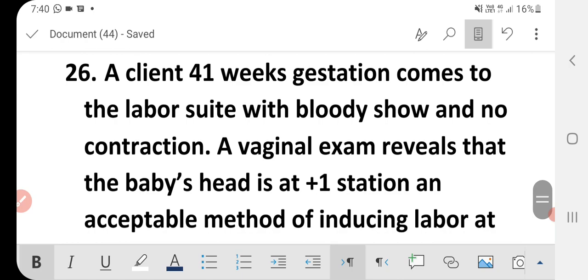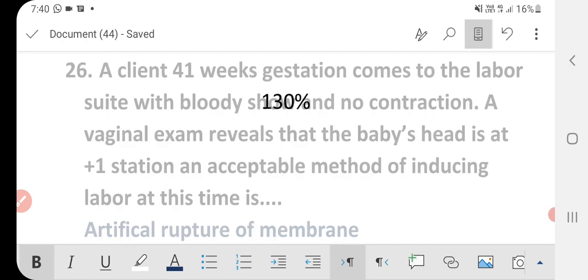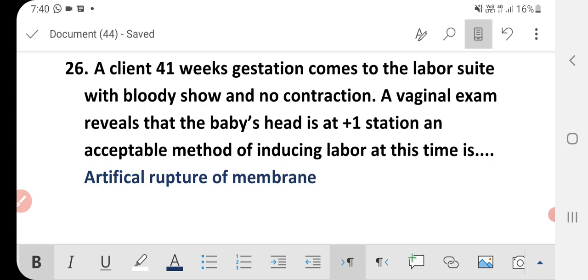26th, the client at 41 weeks gestation comes to the labor suite with bloody show and no contractions. A vaginal exam reveals that the baby's head is at +1 station, and an acceptable method of inducing labor at this time is artificial rupture of membranes. Which? Artificial rupture of membranes.